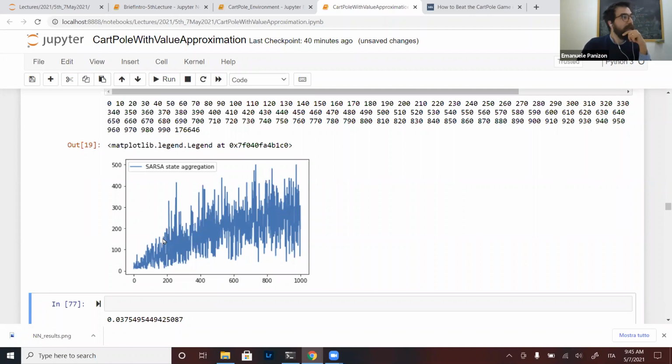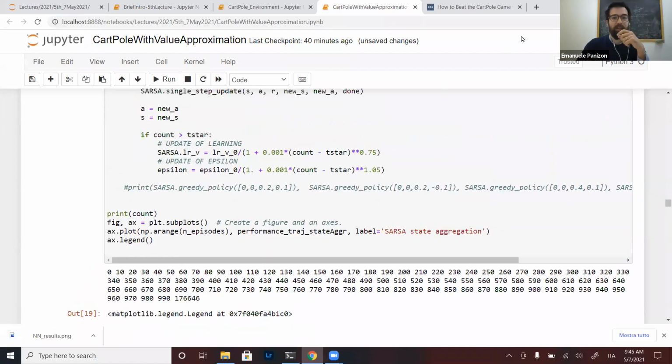And actually, even if the description of the state is better, so it's more detailed and can resolve the system better, the performance is much worse. It almost never reaches 500, and it for sure does not have 100 consecutive episodes above 195.